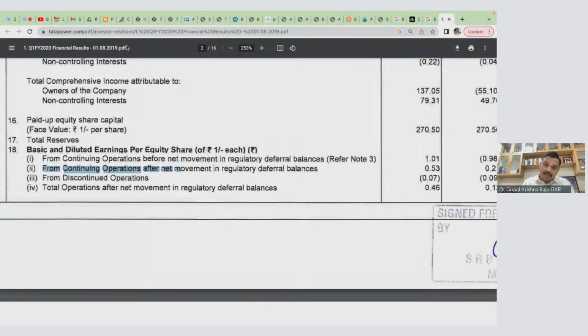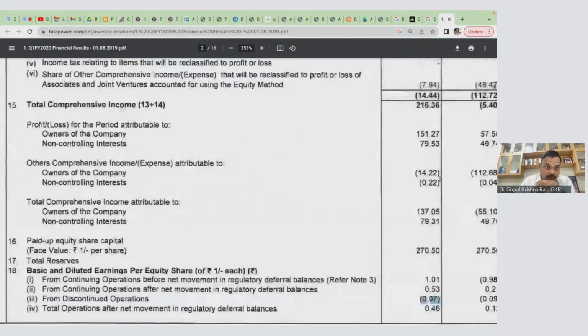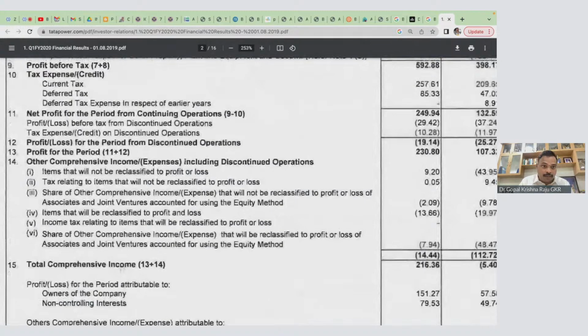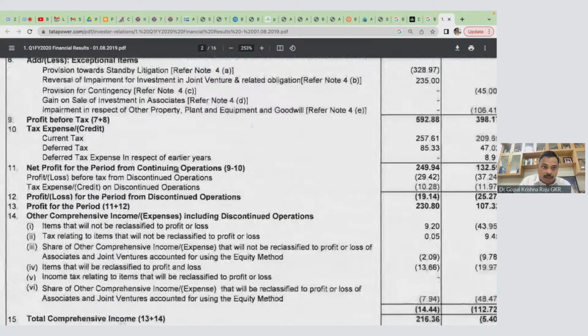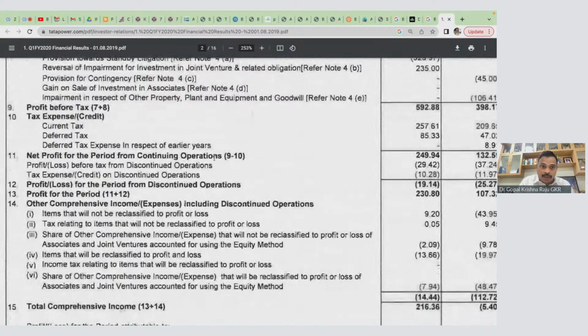So there they give one more prescription that your earnings per share also should be specified separately, after and before net movement of regulatory deferral balance. Now, continuing operations also you have to give EPS. Discontinued operations also you have to give EPS. Look at this, negative. Now look at discontinued operations. This is continued operations. Net profit from continuing operations. Profit and loss from discontinued operations, negative.